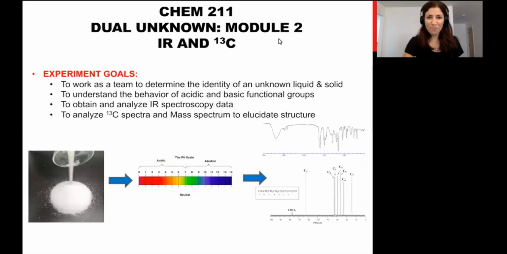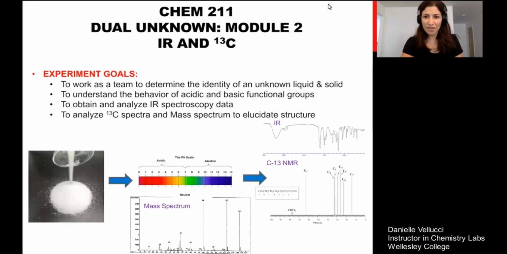Okay, welcome back. Let's continue thinking through how we're going to identify unknown organic molecules in experiment 2. So after you've obtained the solubility data discussed in module 1, you should have an idea of where on the list of possible functional groups your molecule might lie. Carboxylic acid versus phenol versus amine.